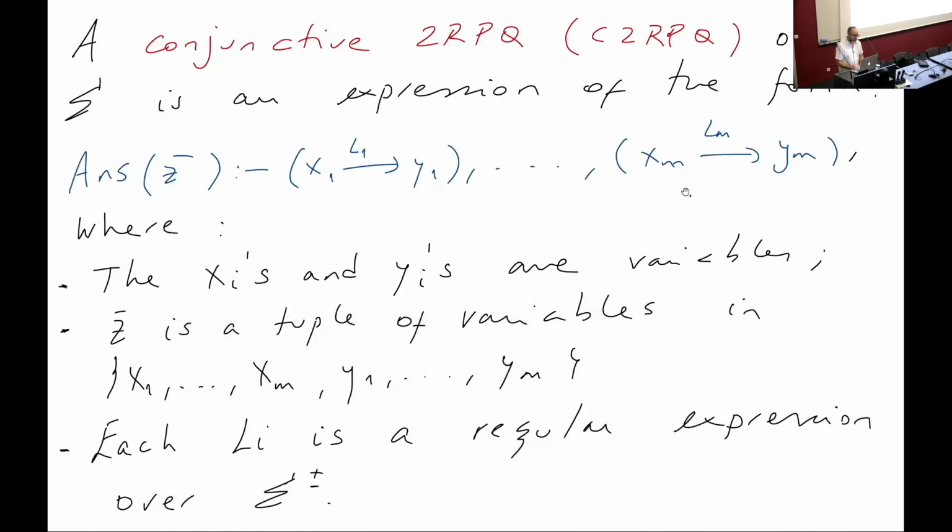So it's a conjunction. It's several regular path queries, two-way regular path queries, but you can repeat variables. And when you repeat variables, then you're doing a conjunction, yes? And then you will project some of the variables that appear here, not all of them. In the previous example, U and Z were just existentially quantified. They were not used in the output.